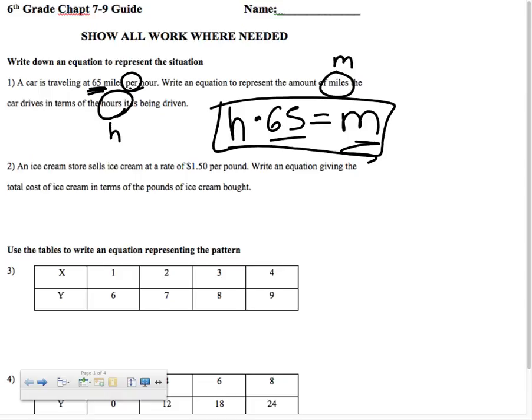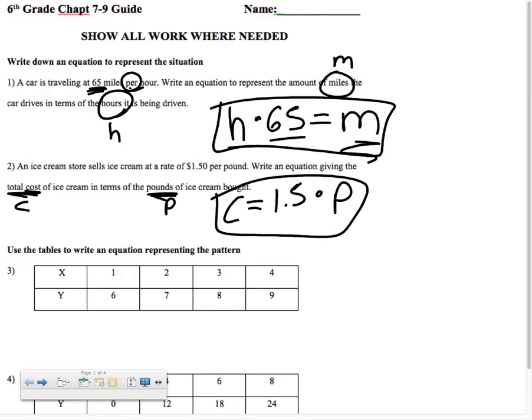So an ice cream store sells ice cream at a rate of $1.50 per pound. We want an equation that gives the total cost in terms of the pounds. So in this case, pounds is my independent, and the cost is my dependent. So in this case, the cost is equal to $1.50 per pound, or $1.50 times pounds. So this would be my equation here. C equals 1.50 times P, because it costs you $1.50 per pound of ice cream that you buy, and so it's 1.50 times P.